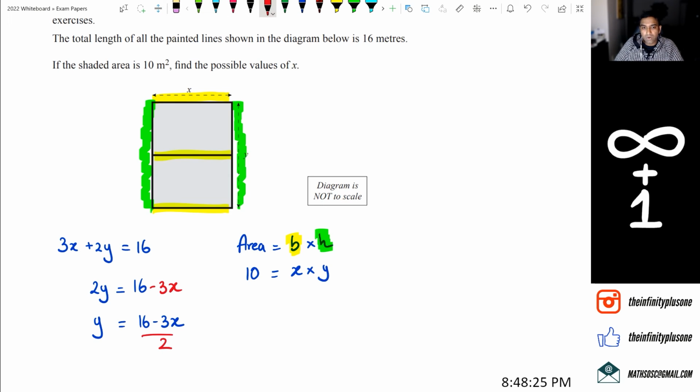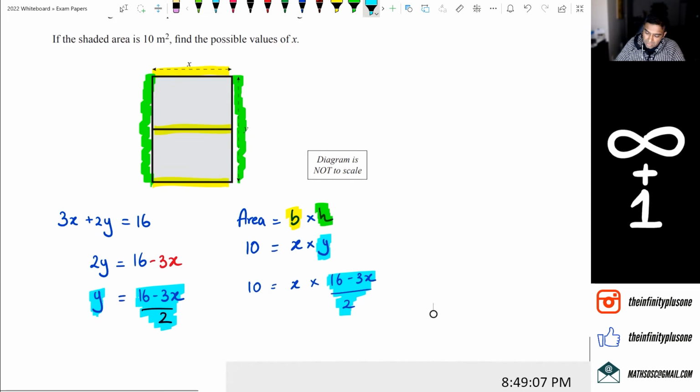Now, the reason I did all of this is because I'm going to take this y, which equals (16 minus 3x) over 2, and replace it with this y in the area. So it's kind of like simultaneous equations, but not really. It's more like one equation with perimeter, and the other one with area. But we're substituting, that's what we're doing. So we're going to rewrite this as 10 equals x multiplied by (16 minus 3x) over 2.